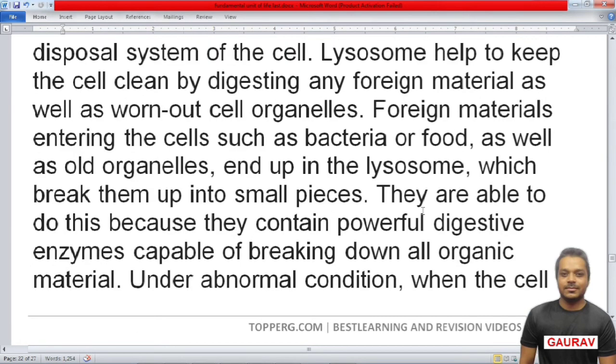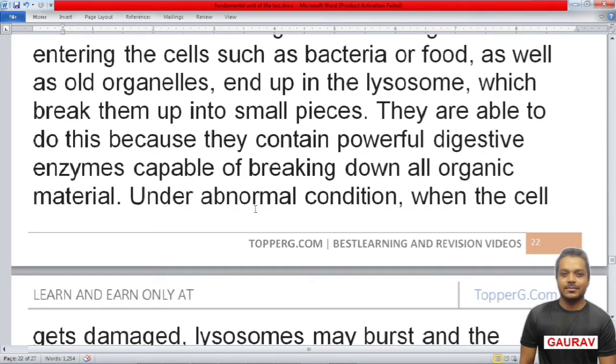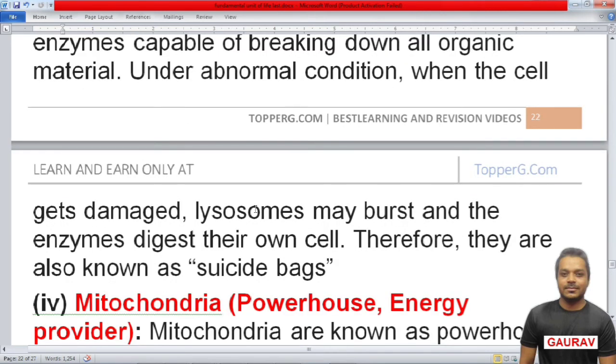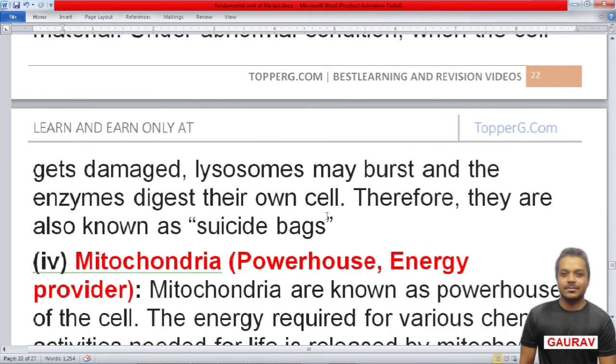It helps to keep the cell clean by digesting any foreign material as well as worn out cell organelles. Foreign materials entering the cells, such as bacteria or food, as well as old organelles end up in the lysosome, which breaks them up into small pieces. They are able to do this because they contain powerful digestive enzymes capable of breaking down all organic material. Under abnormal conditions, when the cell gets damaged, lysosomes may burst and the enzymes digest their own cell. Therefore, they are also known as suicide bags.